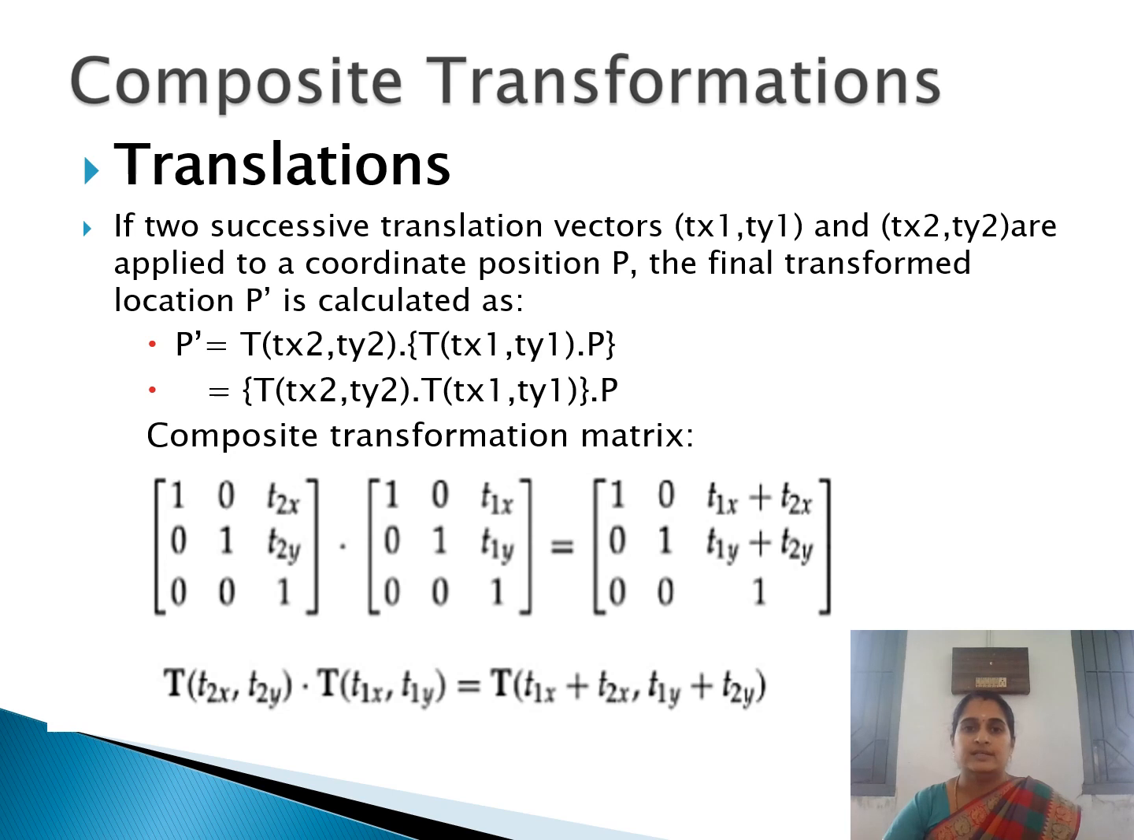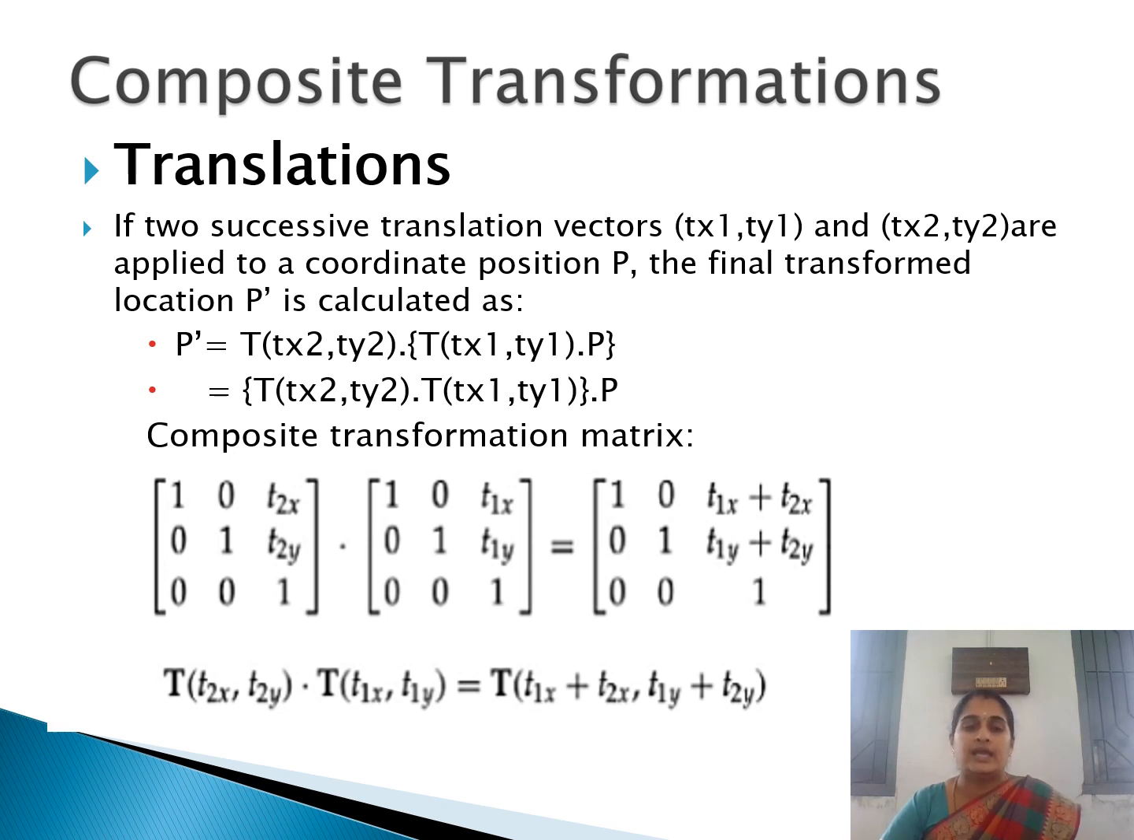Composite transformation, that is applying more than one transformation to the same object. First, we need to go through translation. Two successive translations, that is two continuous translations, are applied to the same object. So the translation vectors are tx1, ty1 and tx2, ty2, because here two translations are going to be applied to the object, from the coordinate position P to the final transformed location P dash.